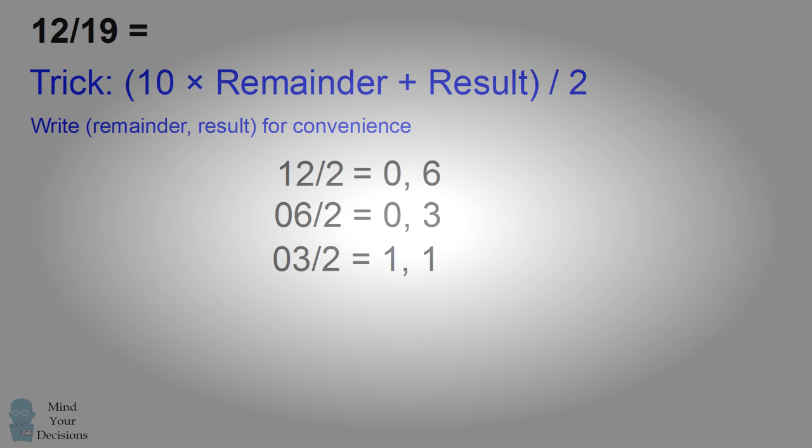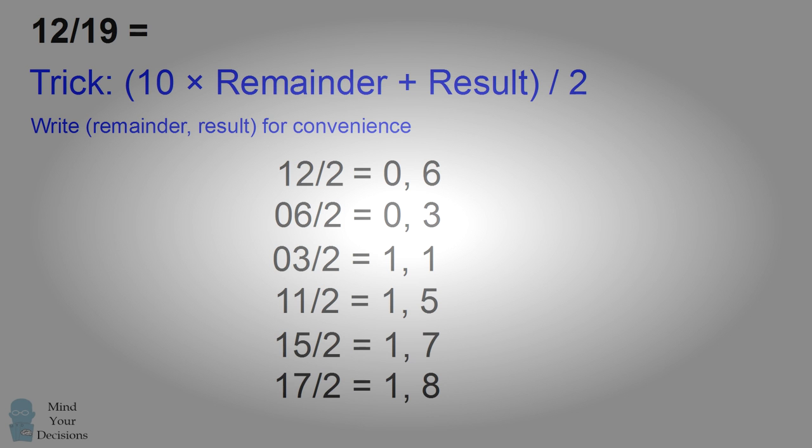So we take 3 divided by 2 is 1 with the remainder of 1. This 1 with the remainder of 1 becomes 11. 11 divided by 2 is 5 with the remainder of 1. Now we can just read off that we want to take 15 divided by 2, which will be 7 with the remainder of 1. We can then read off we want to take 17 divided by 2, which is 8 with the remainder of 1. So you can use this shorthand to figure out the decimal expansion of 12 over 19. We read off the second numbers. This is 631578. And you can check on your calculator. This is in fact 12 divided by 19.